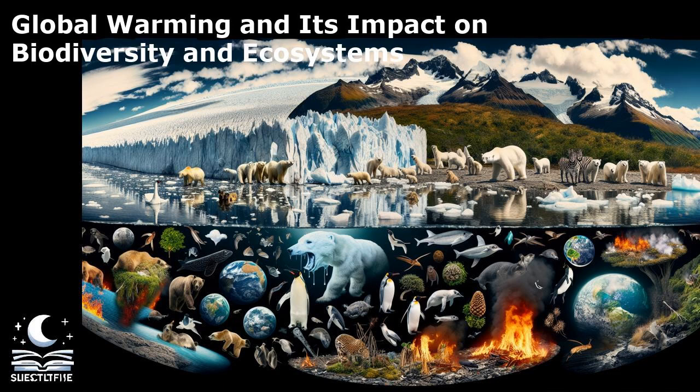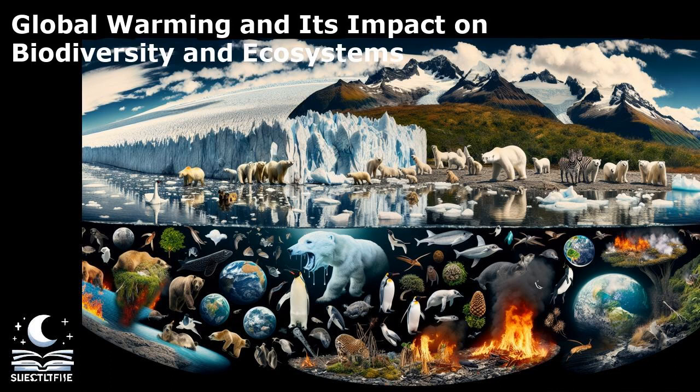Another key greenhouse gas is methane, CH4, which is released from sources like livestock farming, rice paddies, and landfills. Methane is about 28 times more effective at trapping heat than CO2 over a 100-year period, making it a potent contributor to global warming.